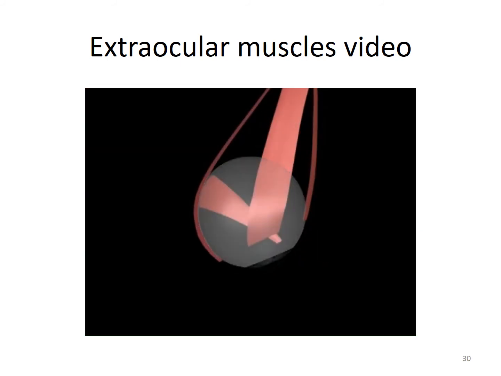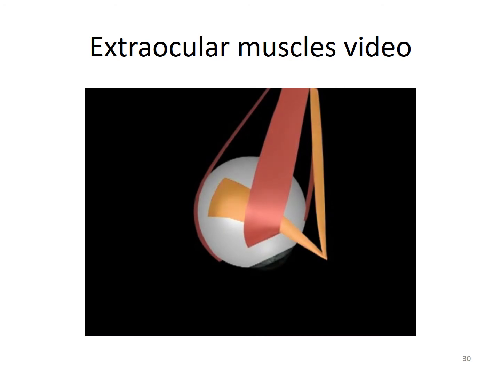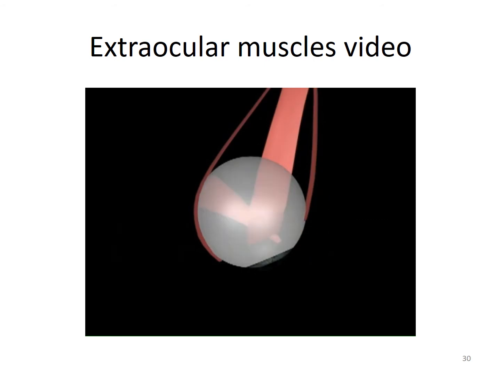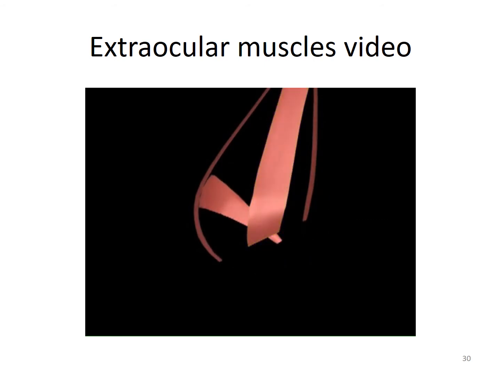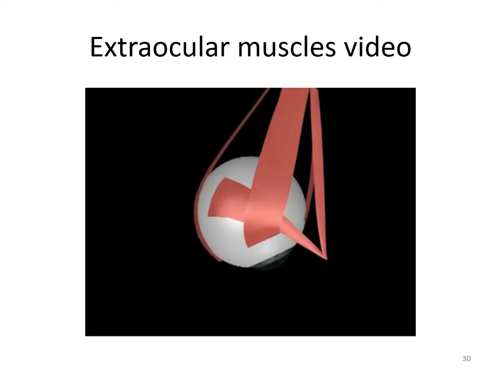When the eye is adducted, the inferior oblique and superior oblique become the main elevators and depressors. The superior rectus now primarily intorts and inferior rectus primarily extorts.